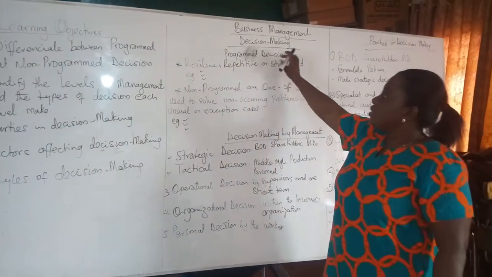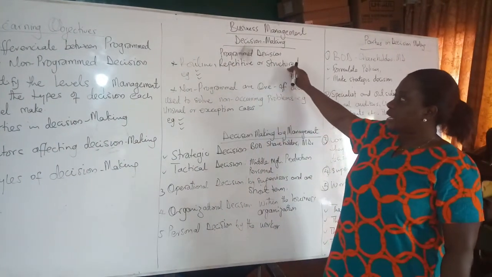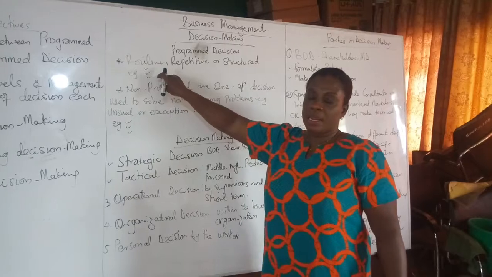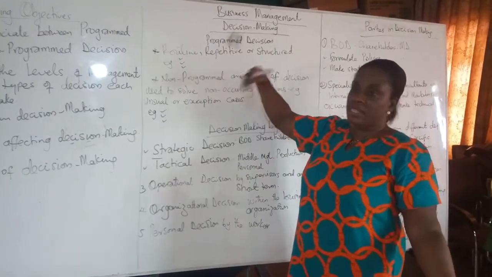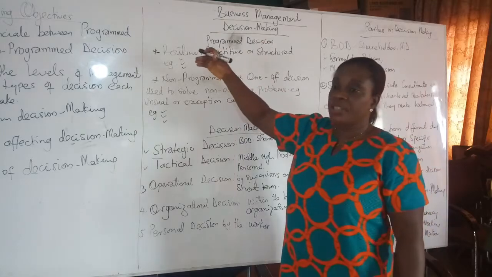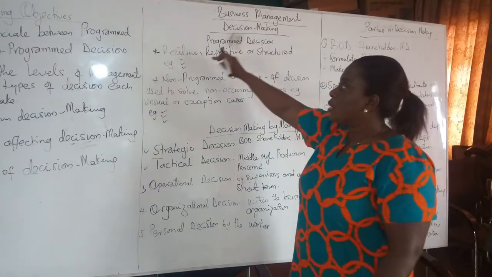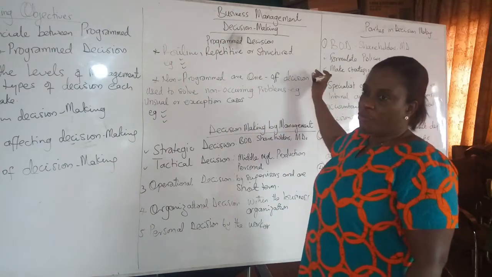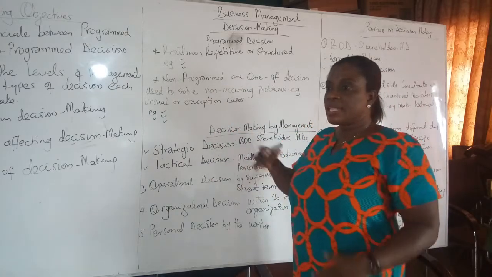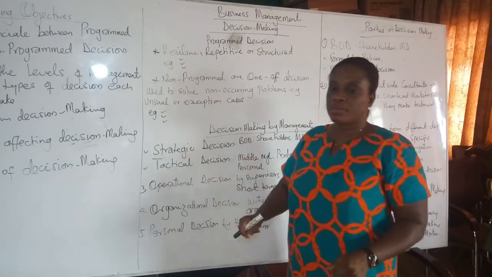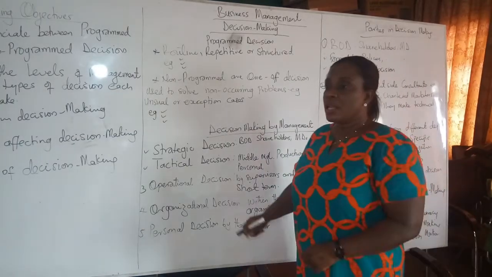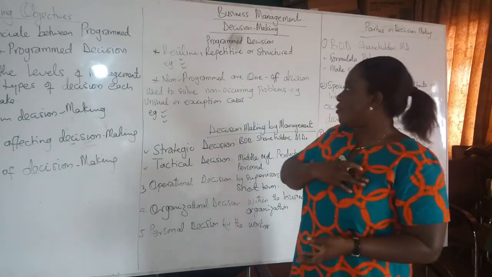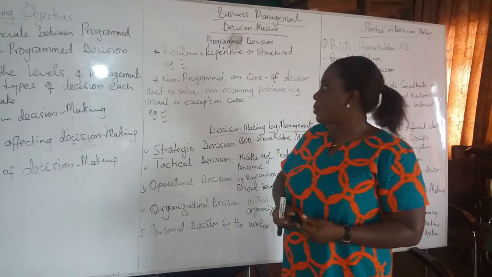Then we talked about the programmed decision, which is repetitive, structured, and routine. We gave examples of them. The academic calendar is a routine. It repeats itself and it's structured, from the 1st of September to July. We have non-programmed decisions, which are one-off. Just like when we had the pandemic, the decision was that schools should stay at home, markets should be closed, lockdown. When the problem is solved, that decision is taken off and things revert to normalcy.